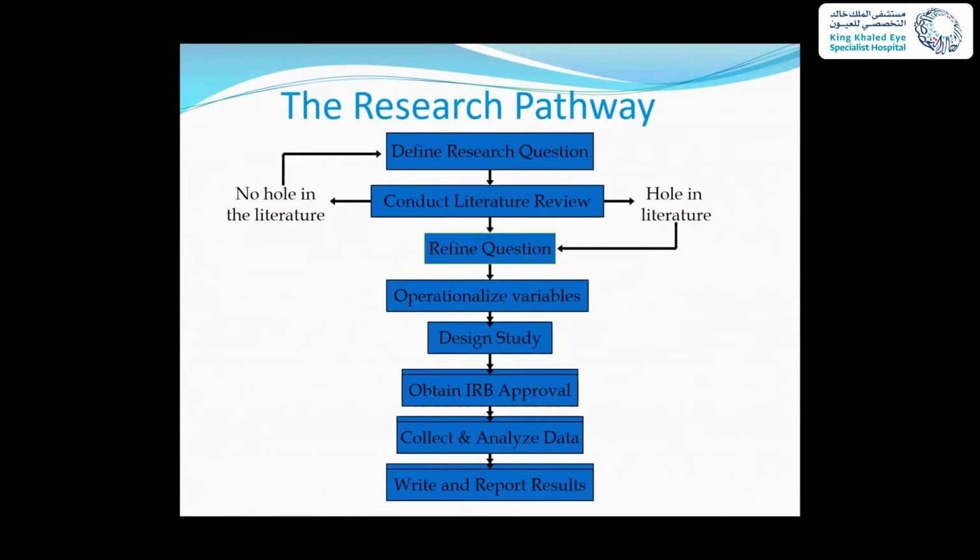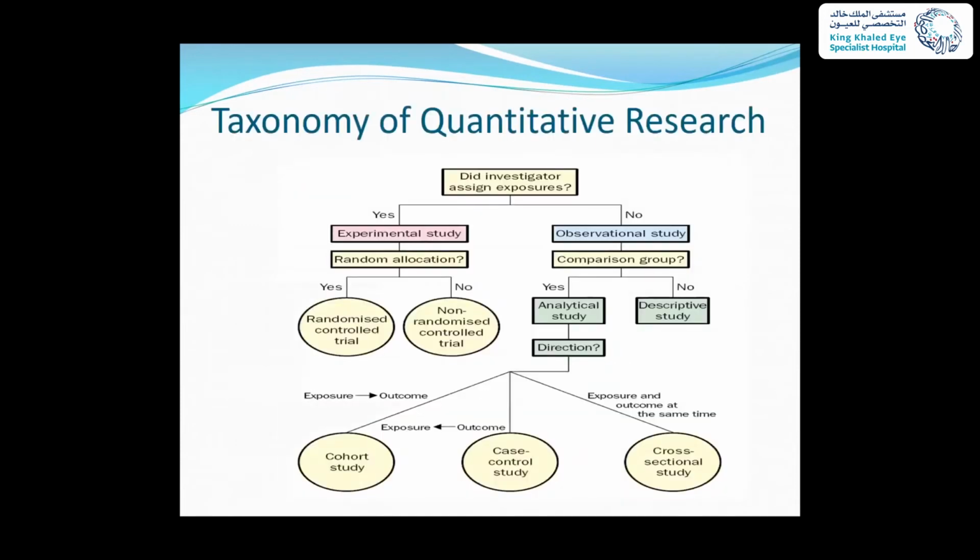So the research pathway starts with a well-defined research question and ends by writing a scientific manuscript to be published in a well-known journal. The study design, as you see, fits almost in the first half. So we have to study to select the best study design that answers our research question within the cascade of my research pathway. So let's talk about the taxonomy of quantitative research study design.